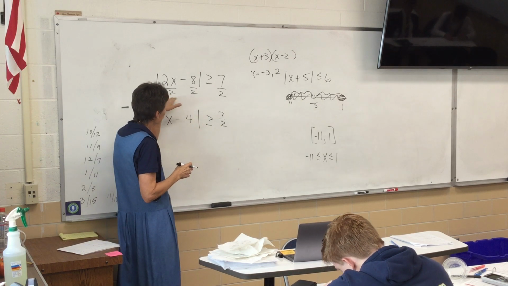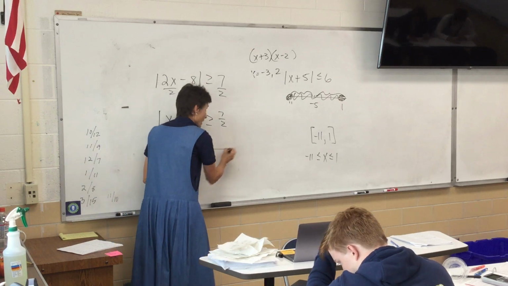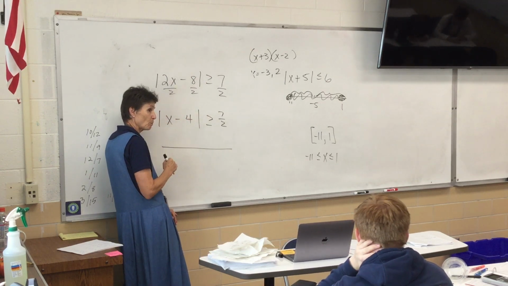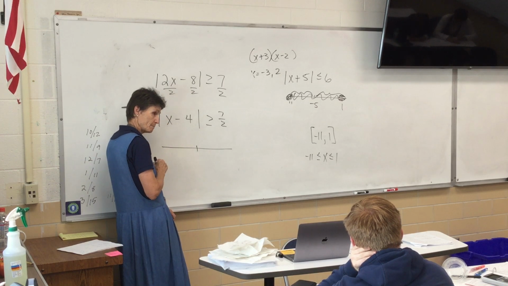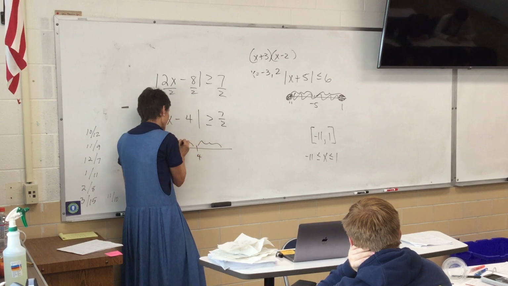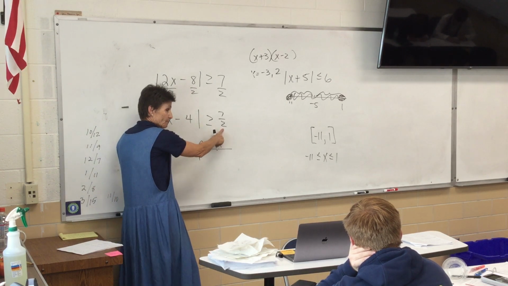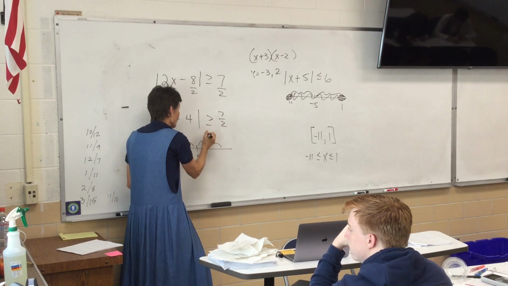I gotta get rid of that 2, so I divide everything by 2. Okay, so I'm gonna draw a number line. I'm not gonna do 2 separate problems. I'm gonna draw one number line. What am I gonna put in the middle of the number line? 4. And then I'm gonna count. And how much am I gonna count? 7. Oh, 7. 3.5, right? Remember, we had to divide everything by 2. So I'm going to count 3.5.